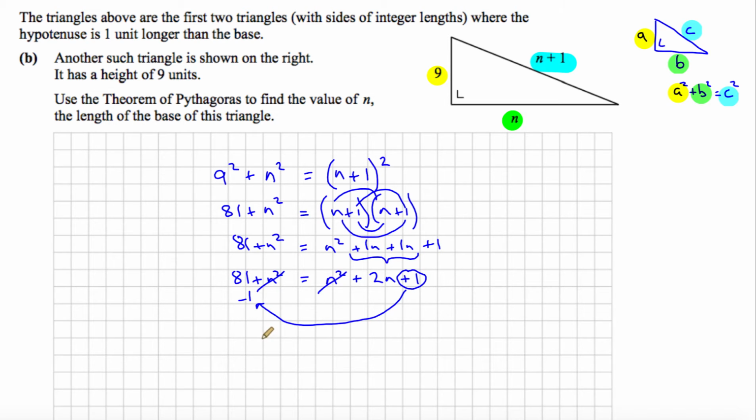So 81 minus 1 leaves me with 80. And that's equal to just the 2n left on the right. So now what I can do is divide both sides by 2. And the reason I do that is because they cancel here, leaving me with n on one side equal to 80 divided by 2, which is 40. So there we go, my n value is 40, and that's what I was asked to find. To find the value of n, which is the length of the base. So n was 40, which means this would be 41, but all they wanted was n.